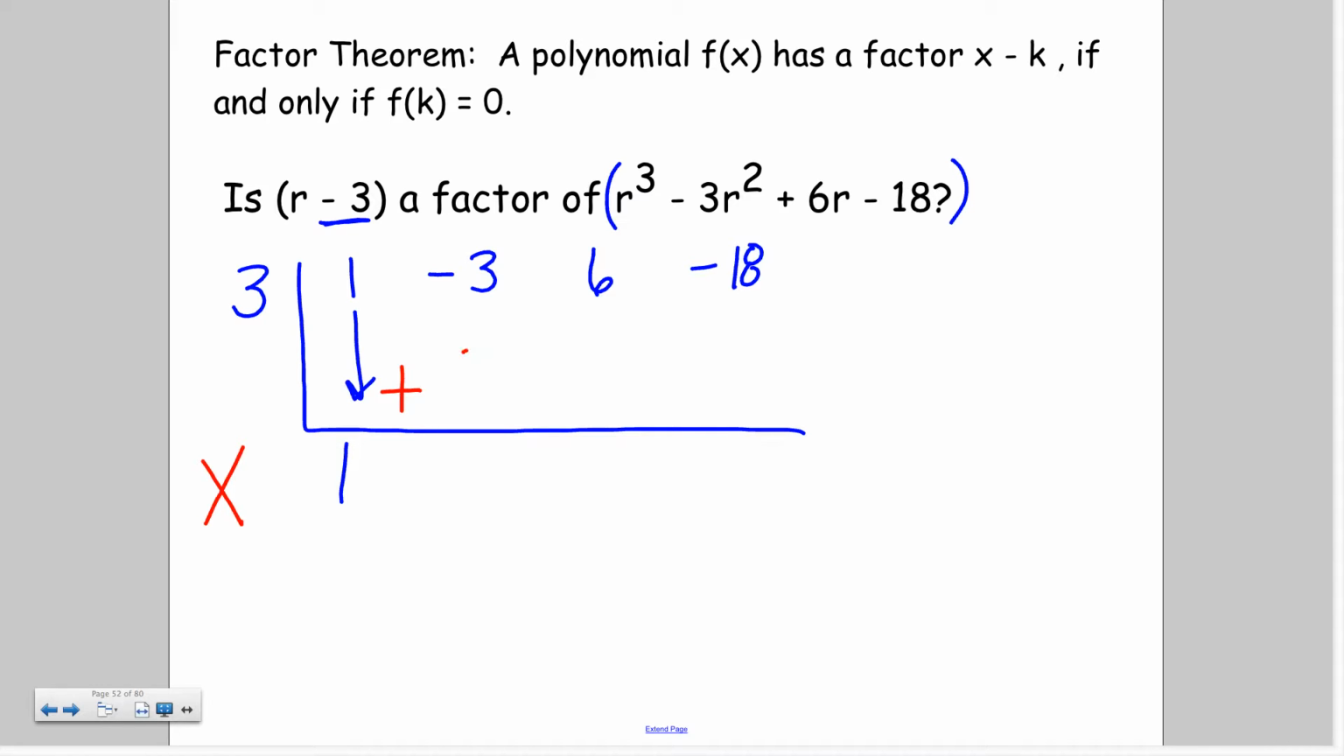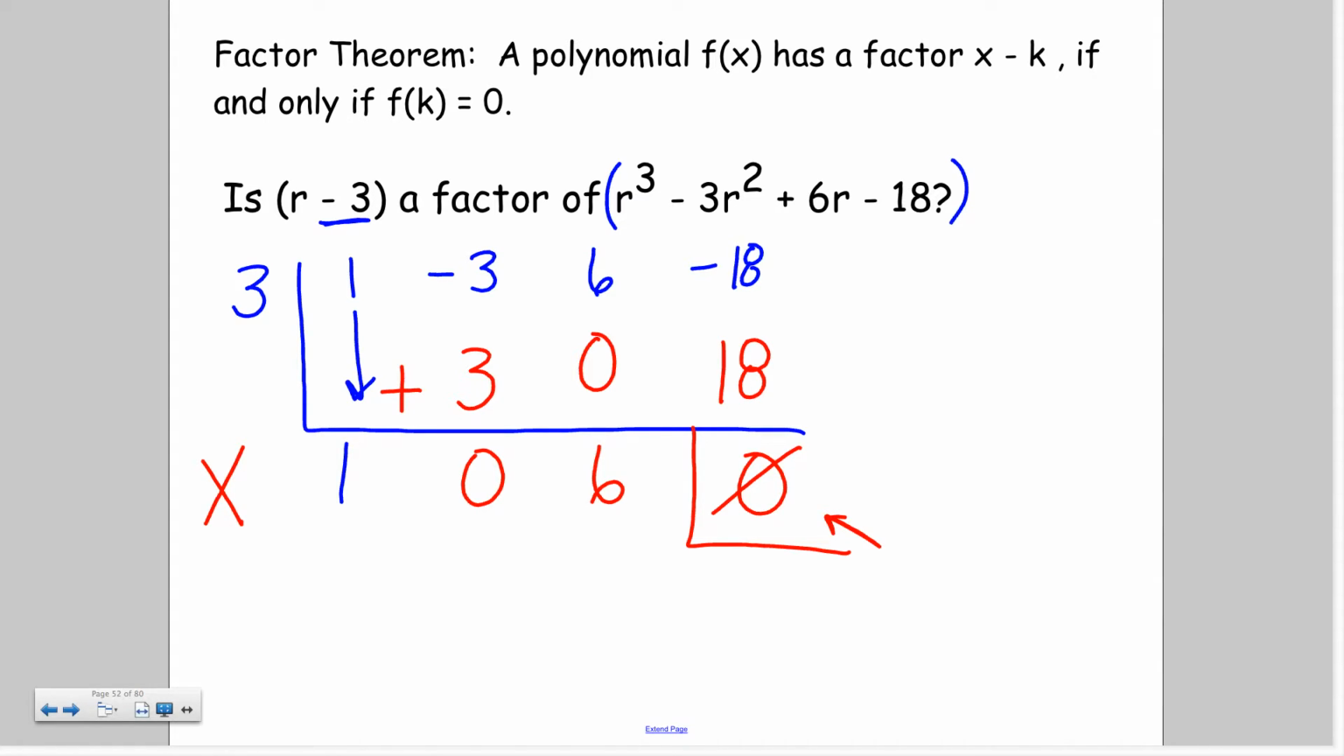So 1 times 3 is 3. Negative 3 plus 3 is 0. 0 times 3 is 0. 6 plus 0 is 6. 6 times 3 is a positive 18. Remember, that one is always my remainder. So because I don't have a remainder, meaning 0, I got 0 in this last box right here. That means r minus 3 is a factor.